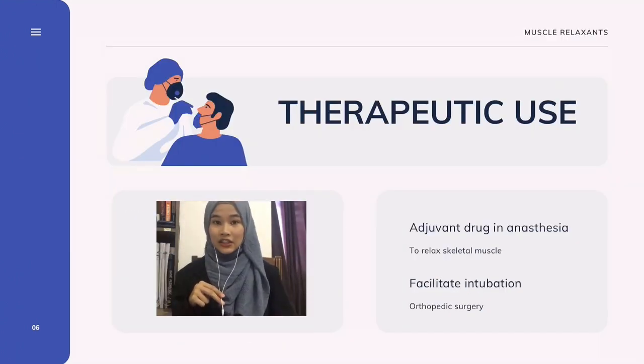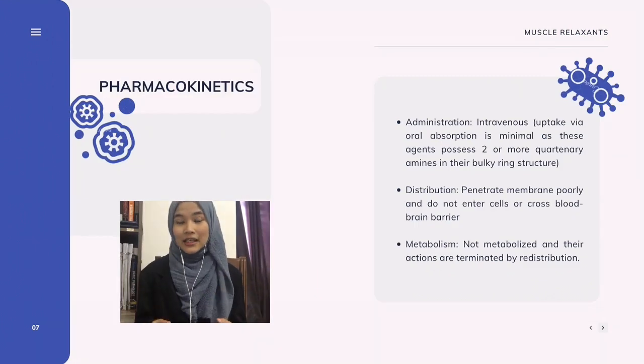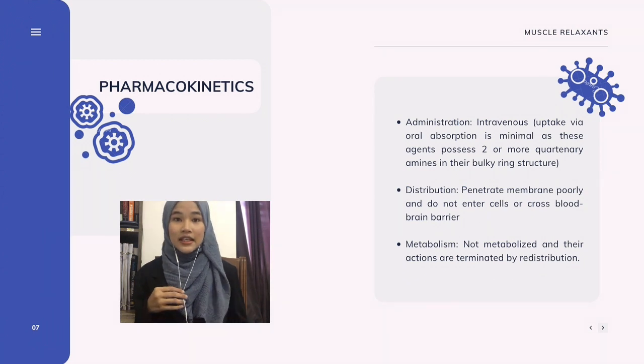As for therapeutic use, these blockers are used therapeutically as adjuvant drugs in anesthesia during surgery to relax skeletal muscle. They are also used to facilitate intubation as well as orthopedic surgery, for example, fracture alignment and dislocation correction. As for pharmacokinetics, all neuromuscular blockers are injected intravenously because their absorption orally is minimal.